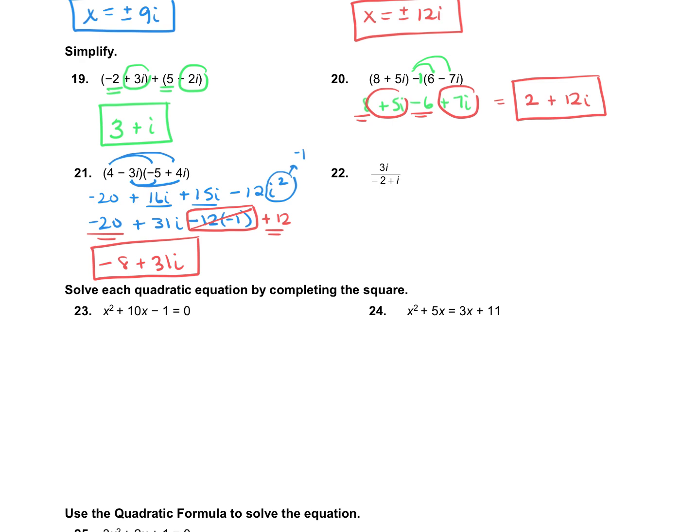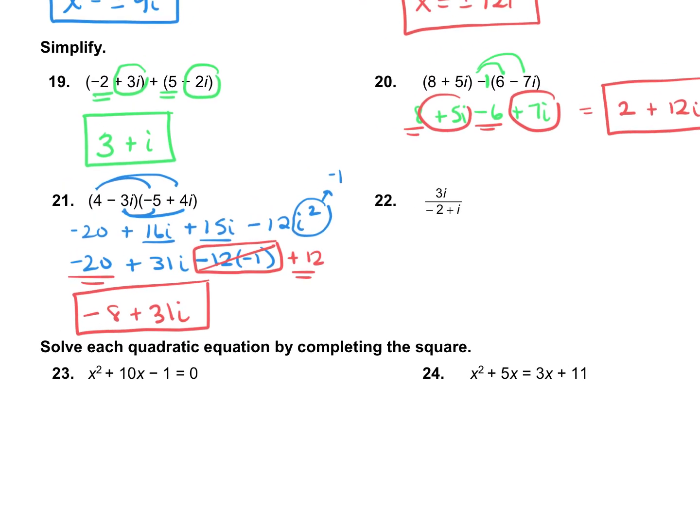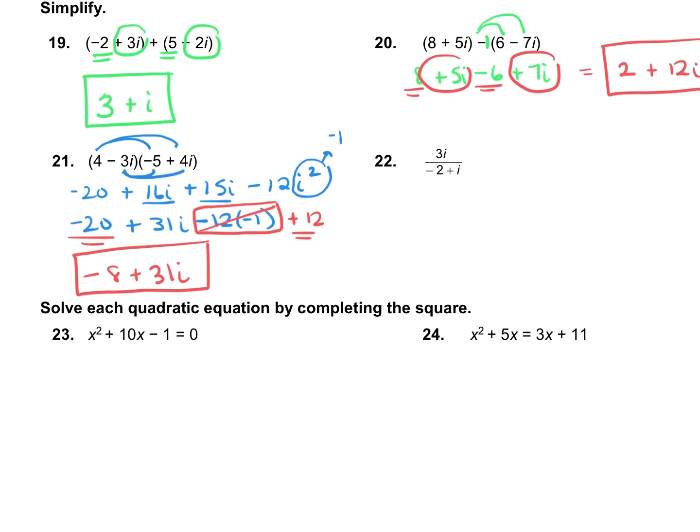Okay, number 22. We have a fraction that has this negative 2 plus I in the denominator. We've learned throughout math that you cannot have square roots in your denominator. This I in the denominator, because I represents the square root of a negative 1, is not okay. So we have to fix that. That's the issue with this problem.